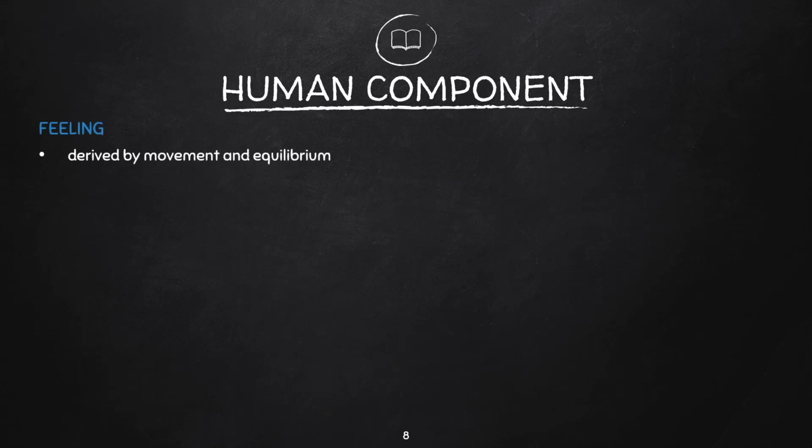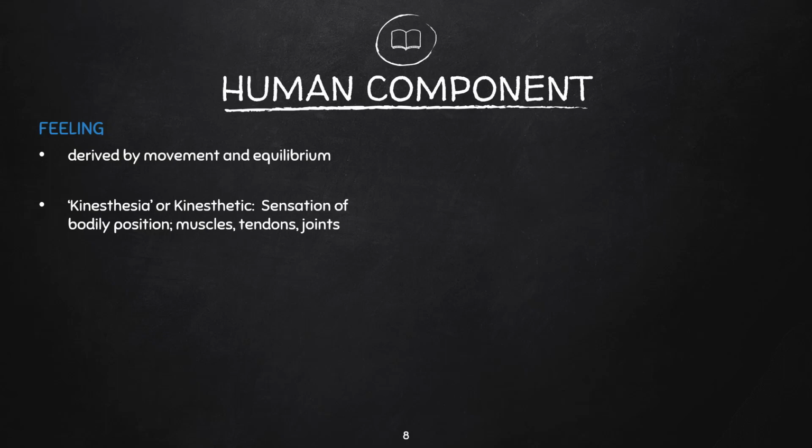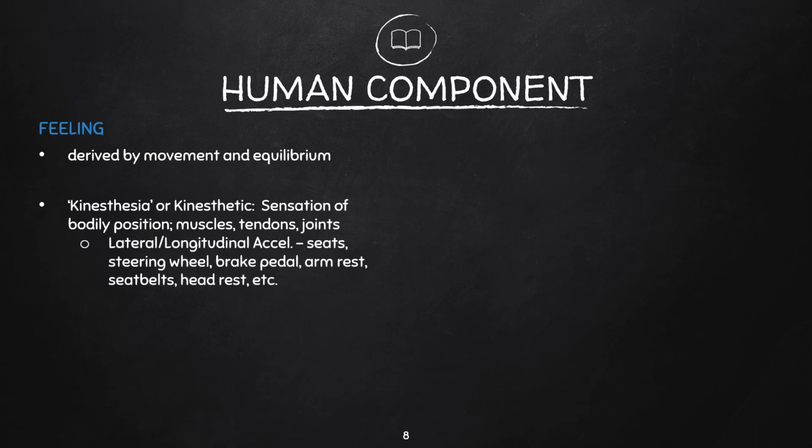This is derived by movement and equilibrium. When we say equilibrium, that is the sense of balance. Movement, of course, is the sense of moving. Kinesthesia, or kinesthetic, is the sensation of bodily position, muscles, tendons, and joints. For lateral and longitudinal acceleration, the seats, steering wheel, brake pedal, armrests, seat belts, and headrests are some of the factors affecting the sensation of these bodily positions of our muscles.